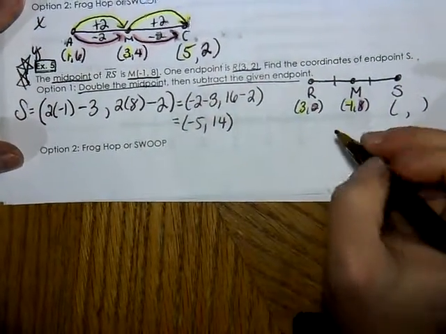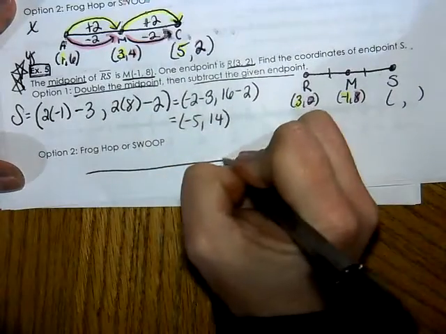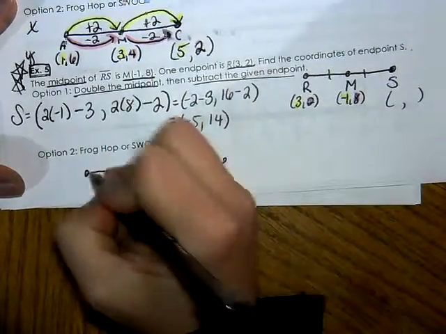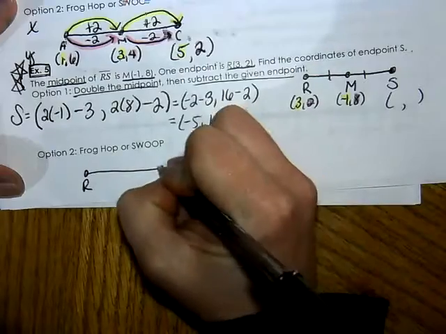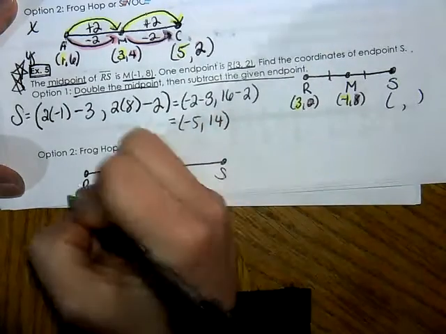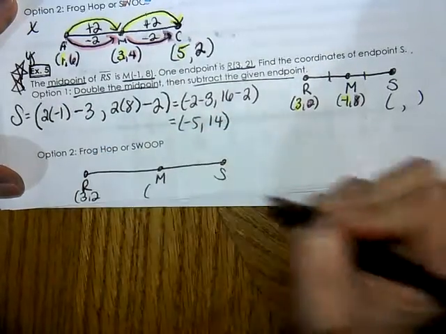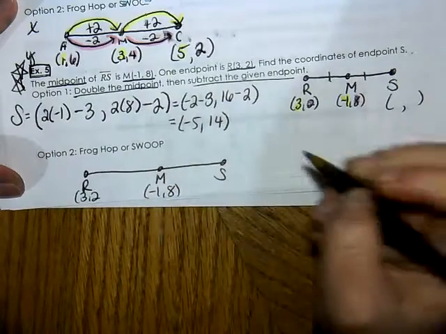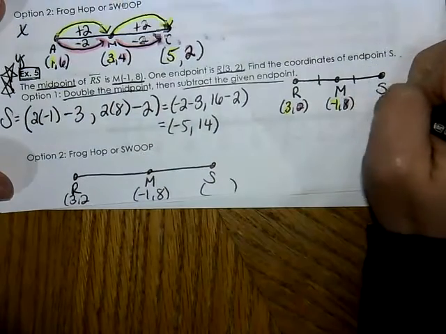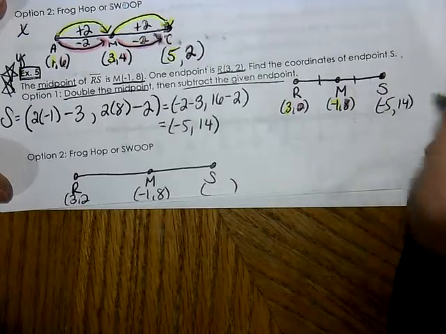If you did frog hop, what you would do is draw a quick sketch of what this segment is supposed to be. R, S, and M, with R being located at 3, 2 and M located at -1, 8, and S we do not know, which we now know to be -5, 14.